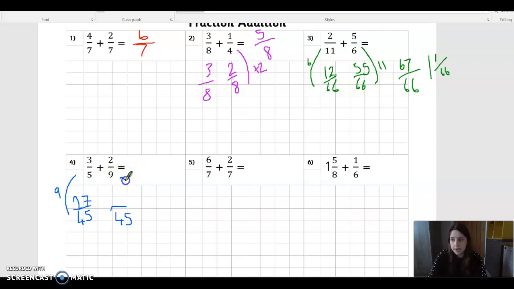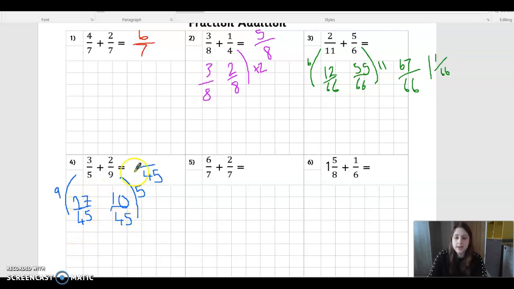What do I times 9 by to get 45? I times it by 5. 2 times 5 gives me 10. And so then all I do is add across. So I know that the bottom of my fraction is going to be 45, because we don't ever add the denominators, the bottoms.